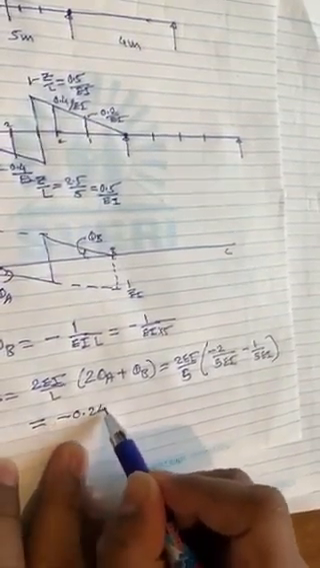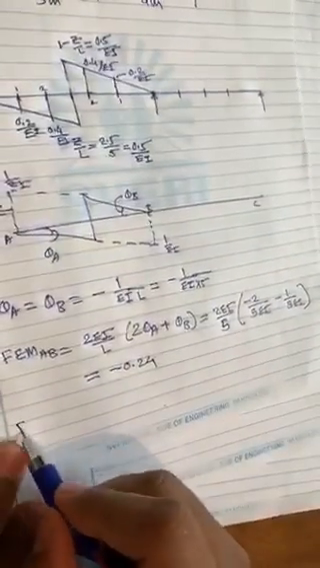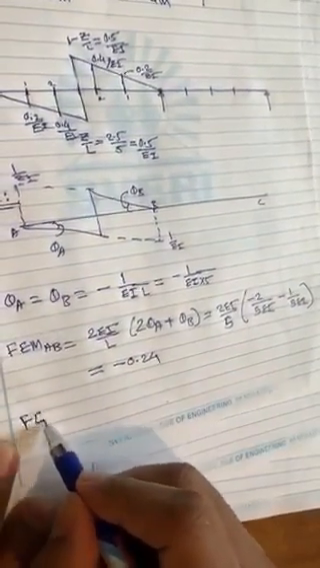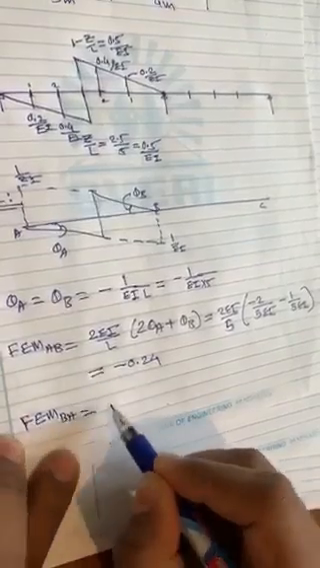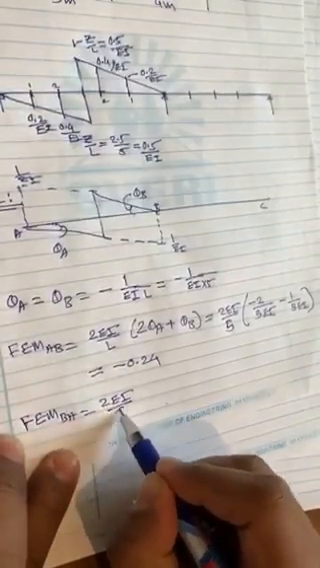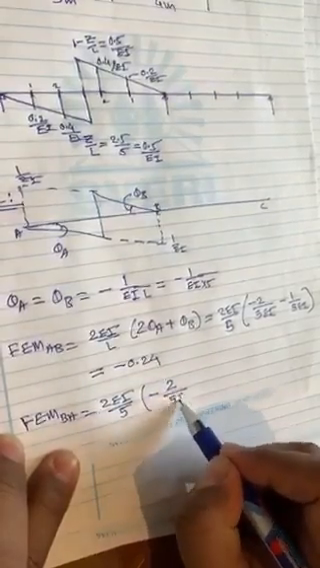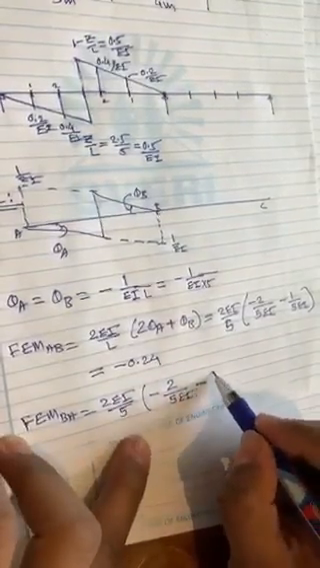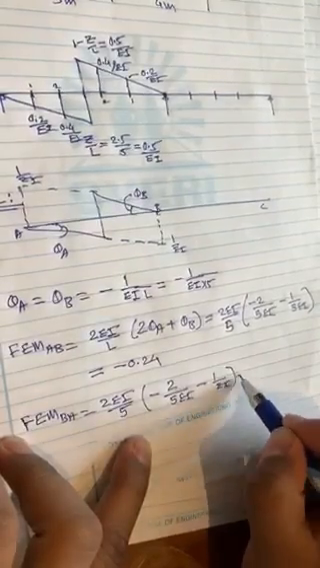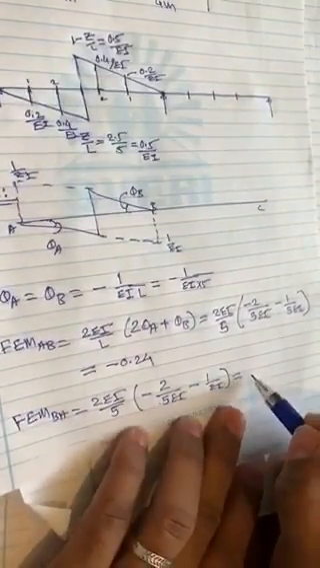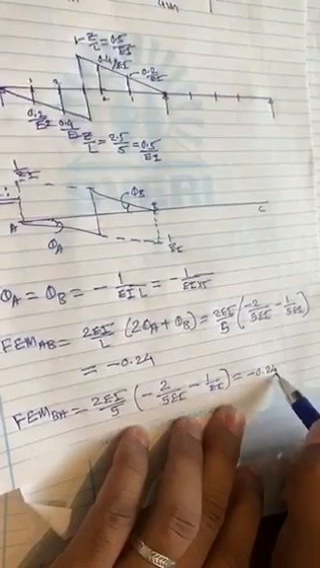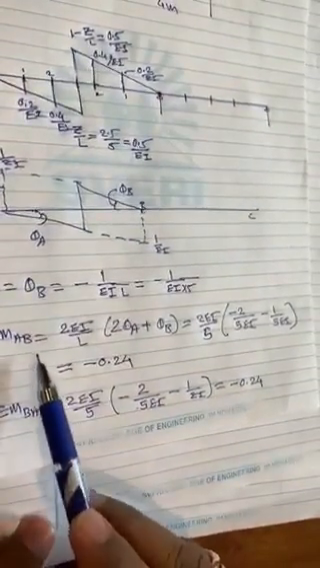it will come as minus 0.24. Similarly, FEM BA will also come the same, because both the thetas are the same. FEM BA will also be 2 EI by L, that is 5, in bracket minus 2 theta B, that is 2 by 5 EI minus theta A, that is minus 1 by EI, and that way you will get minus 0.24. Okay, so once you have FEM AB and FEM BA, we will find out the distribution factor and apply the moment distribution method.